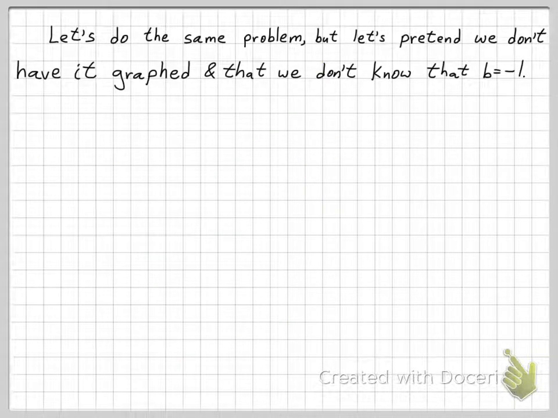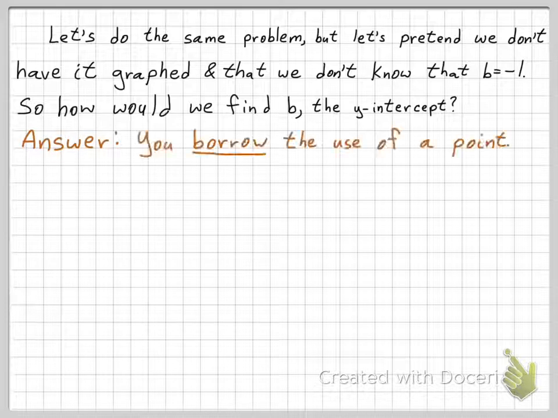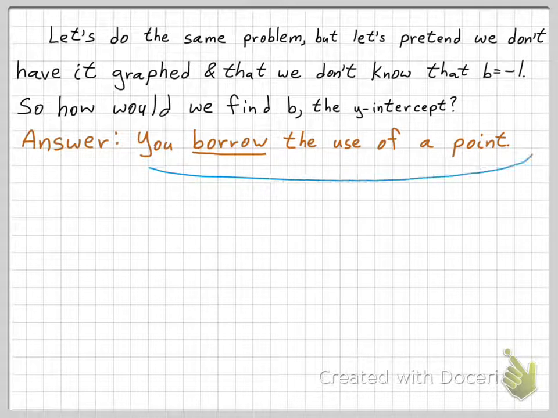But now let's do the same exact problem, but let's pretend we don't have it graphed. And let's further pretend that we don't even know that the y-intercept is -1. How would we be able to figure that out if we didn't have it graphed? How do we find the b, the y-intercept, if it's not given to us? The way that's done is you borrow the use of a point. Okay, write that down. It's very important. You'll be using this technique quite a bit. You will borrow the use of a point.